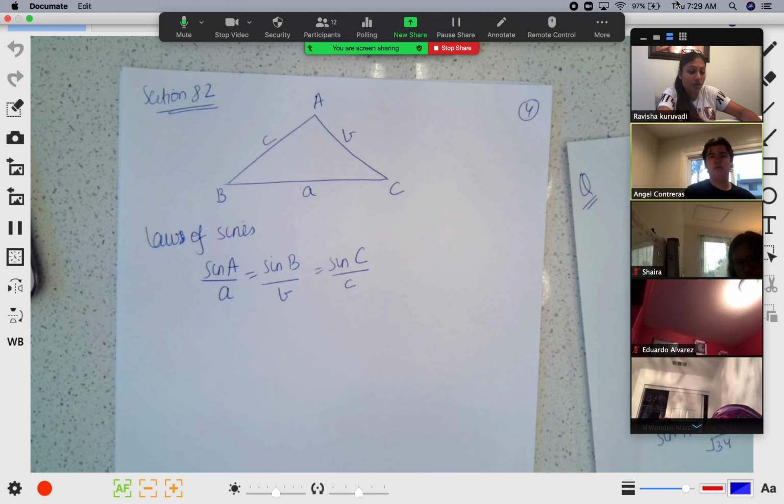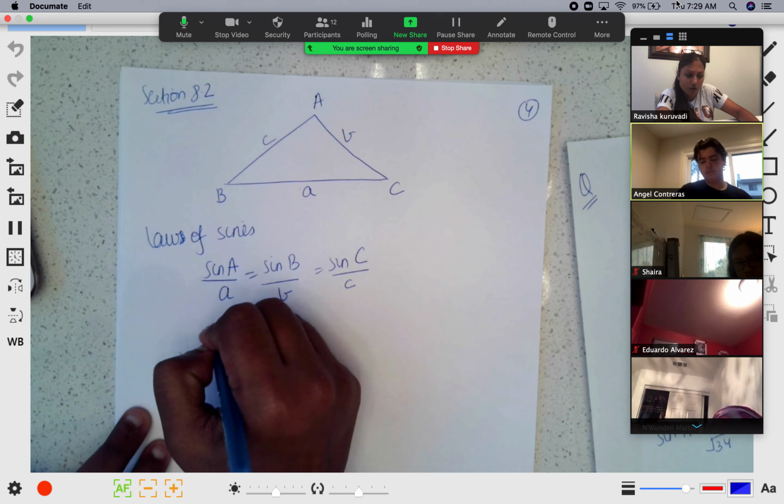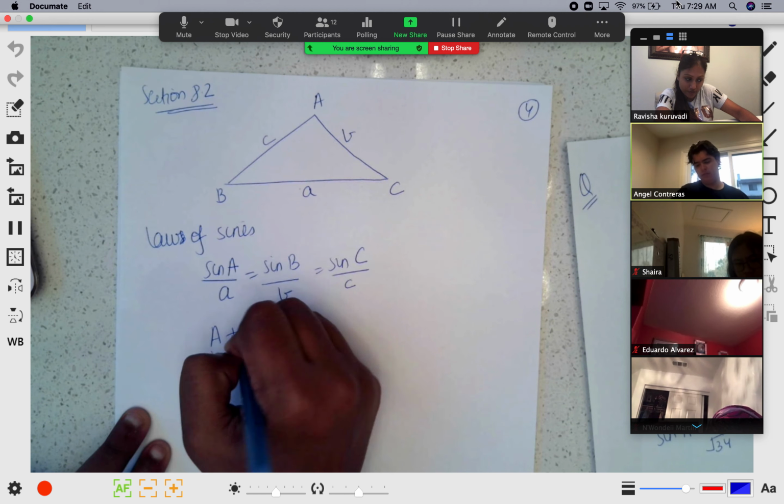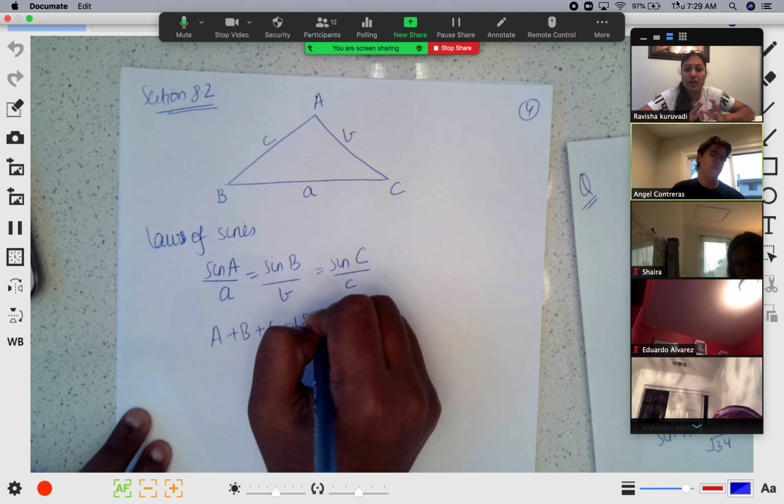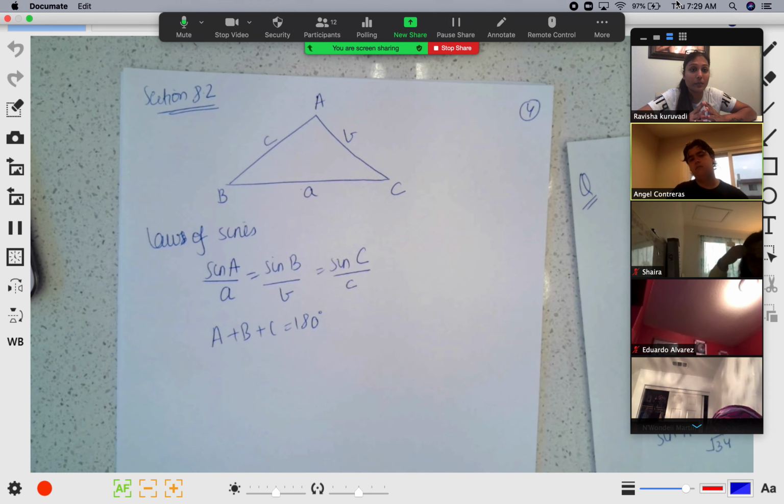And we already know, I already told you, the sum of all angles is equal to 180 degrees. No matter what my triangle is, whether it is a right angle triangle or not a right angle triangle, the sum will always be equal to 180 degrees.